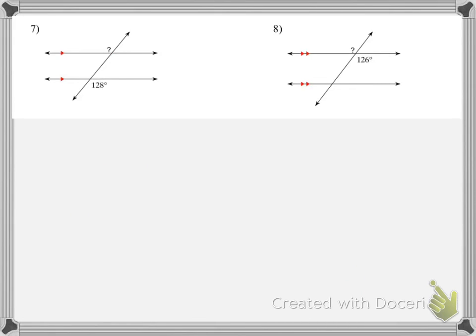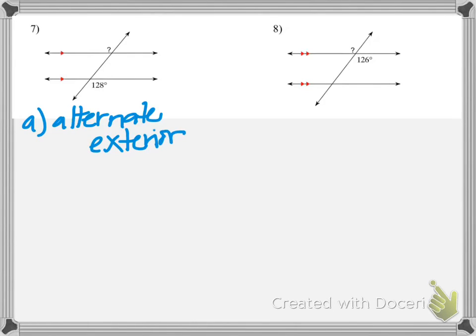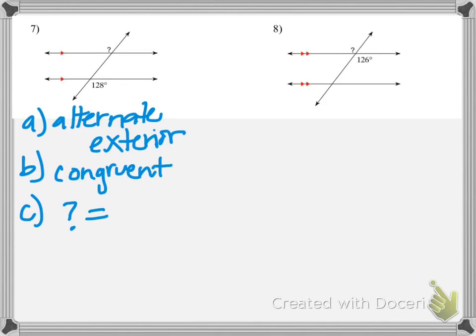All right, number 7 here, the angles are outside of the parallel line, so they're exterior and they're on alternate sides. So this here is what we call alternate exterior. If I know how to spell, so alternate exterior. And then the property of alternate exterior is that they are congruent. And so because they're congruent, we know to set them equal to each other. So the question mark is going to equal 28 degrees.